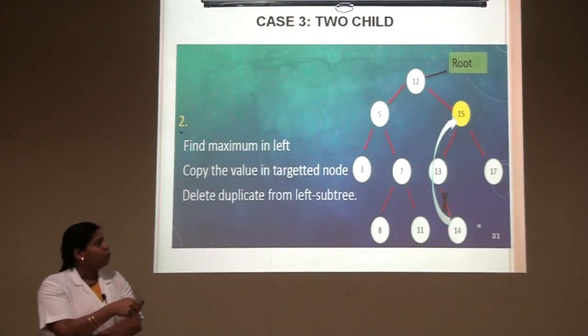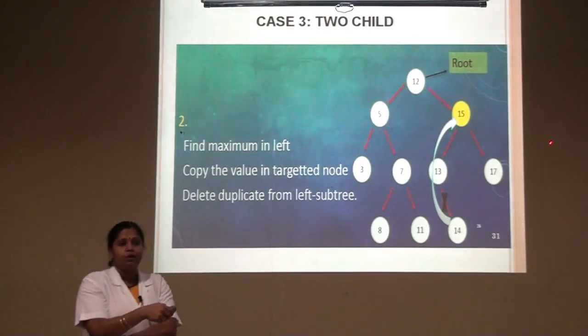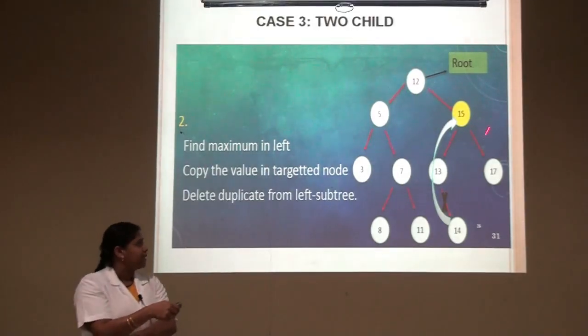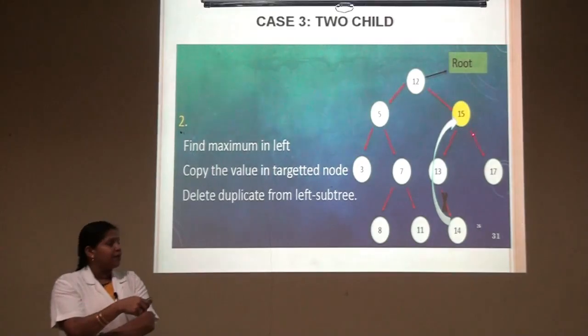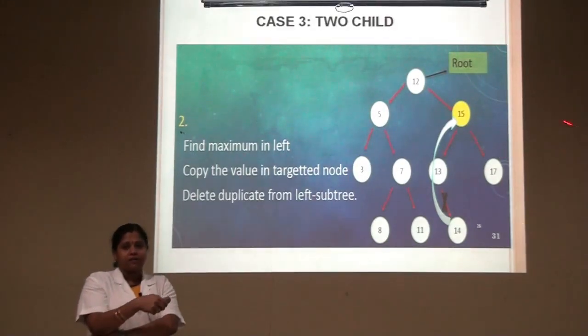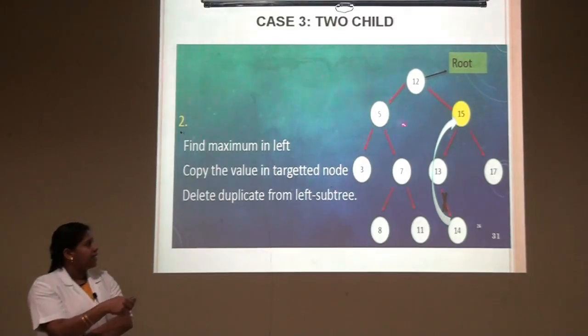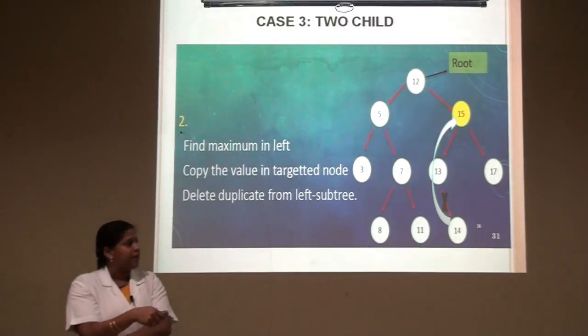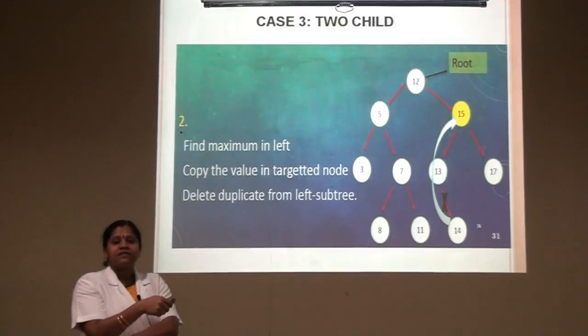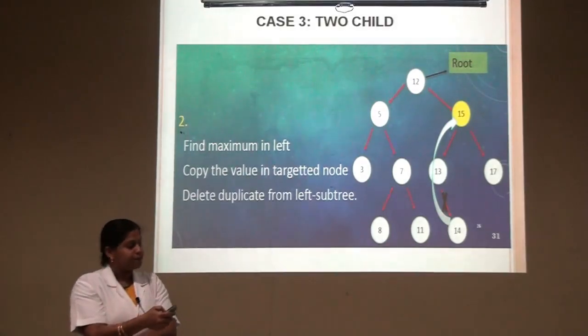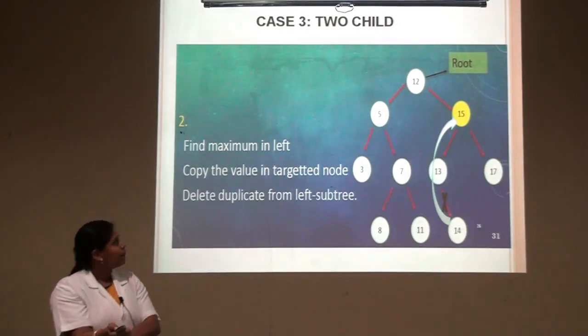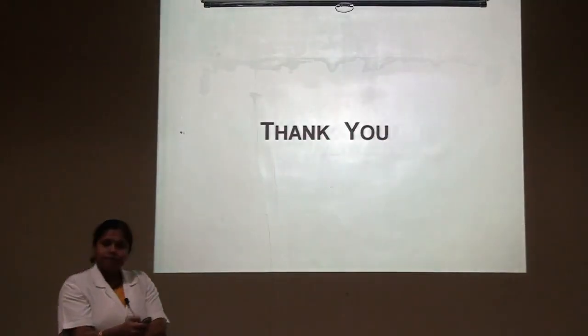So when you want to delete a node which has two child nodes, we can follow either method. One is to find the minimum element in the right subtree and replace the node, or else find the maximum element in the left subtree and replace the node. In either manner we can delete an element which has two child nodes in the binary search tree. Thank you.